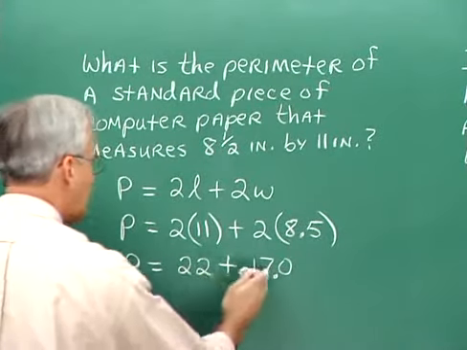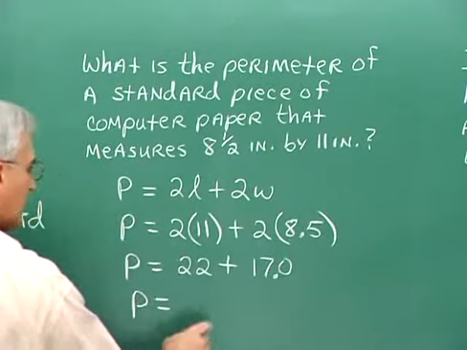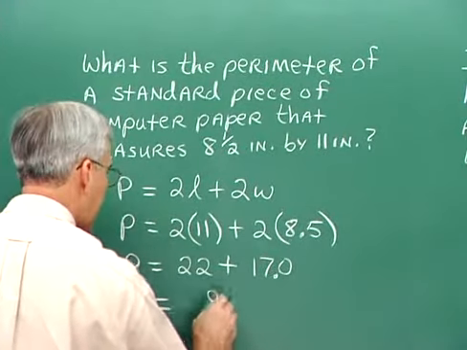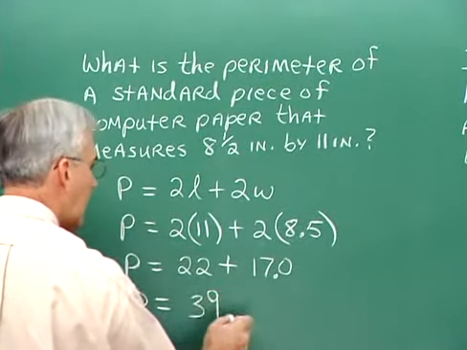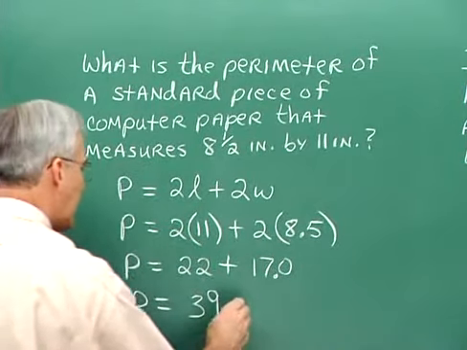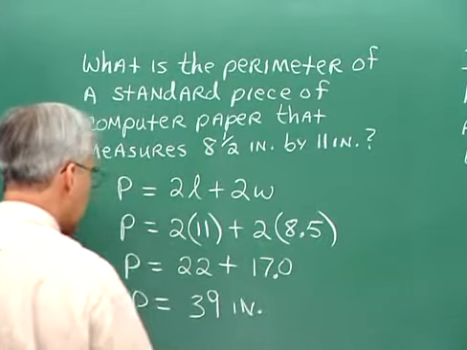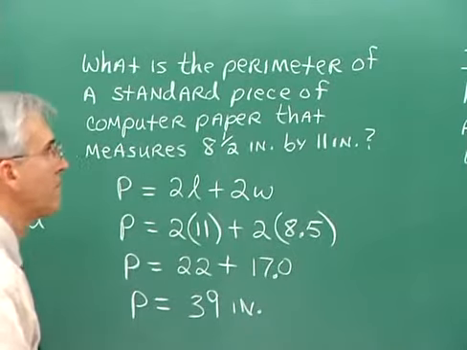All right, now 22 plus 17 is what we're doing. Let's see, 7 and 2, 9. 2 and 1, 3, so 39. And a unit belongs here, and it's inches. So 39 inches, then, is the perimeter of the paper.